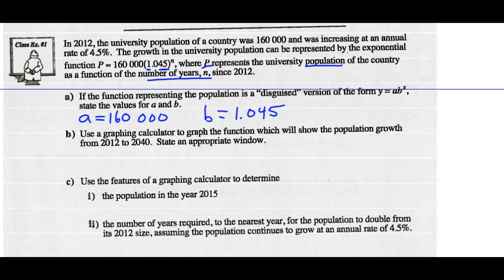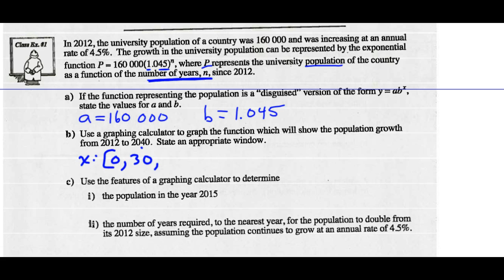Use a graphing calculator to graph the function, which will show the population growth from 2012 to 2040, and state an appropriate window setting. So an appropriate window setting for x: well, x, we were told, is the number of years. We're going to use x for our exponent of n. So year 2012 could be year 0. Year 2040 is 28 years later. So maybe we'll go to a little bit more than 28 years, up to 30 years.